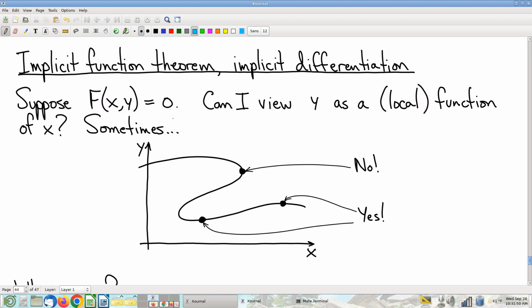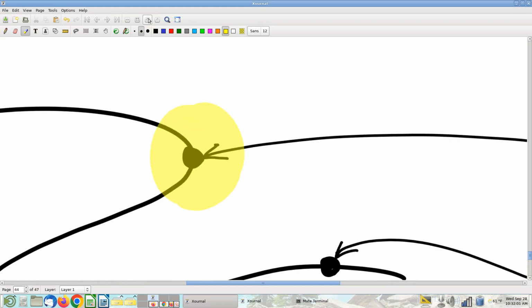Okay. You are going to have problems sometimes, though. The problem in particular, for example, would arise there, where again, no matter how much you restrict your attention, if you look at this piece of curve, however little it might be, locally, I cannot view y as a function of x because, again, no matter how much I restrict it, I'm going to have multiple intersections there. So here we have an actual problem.